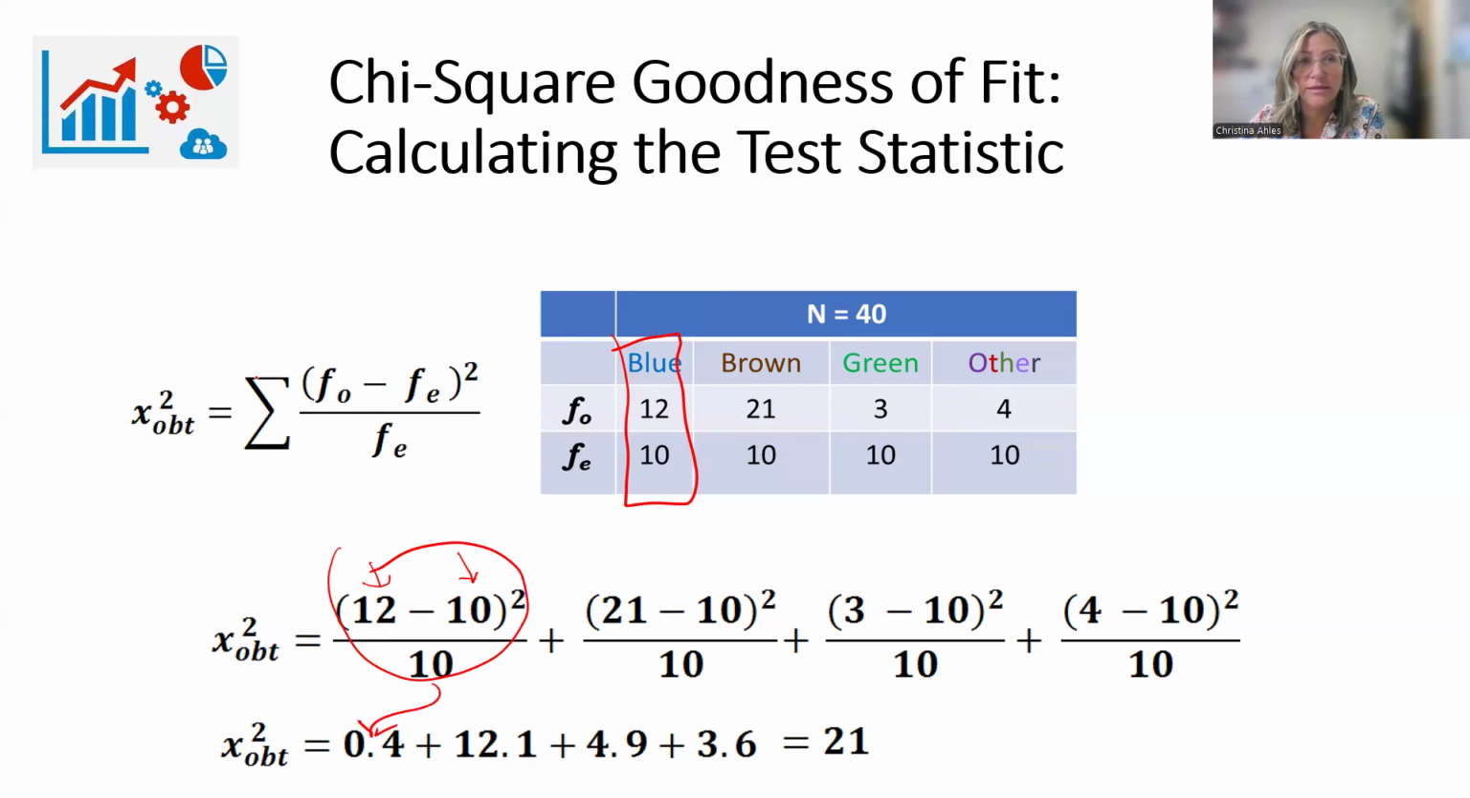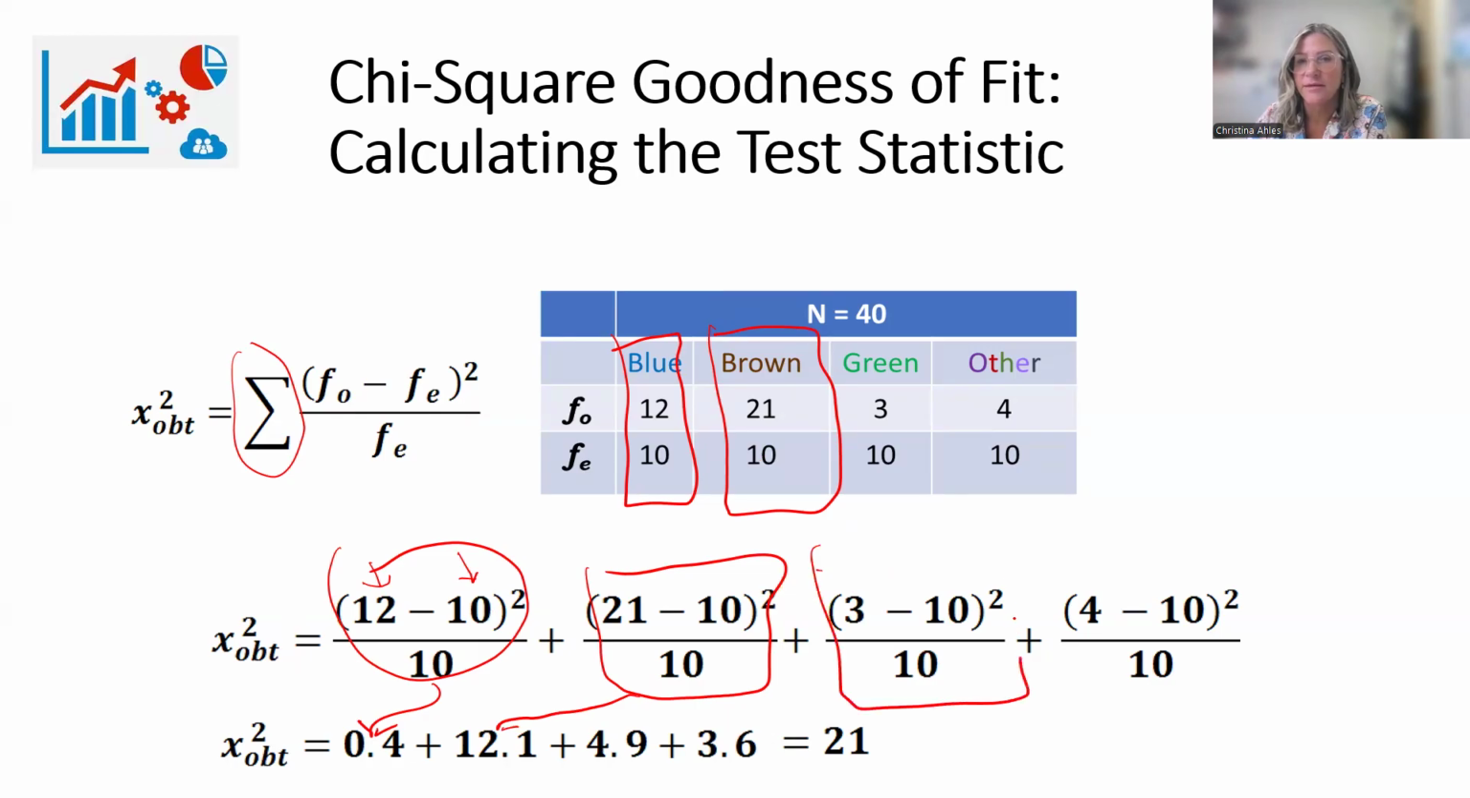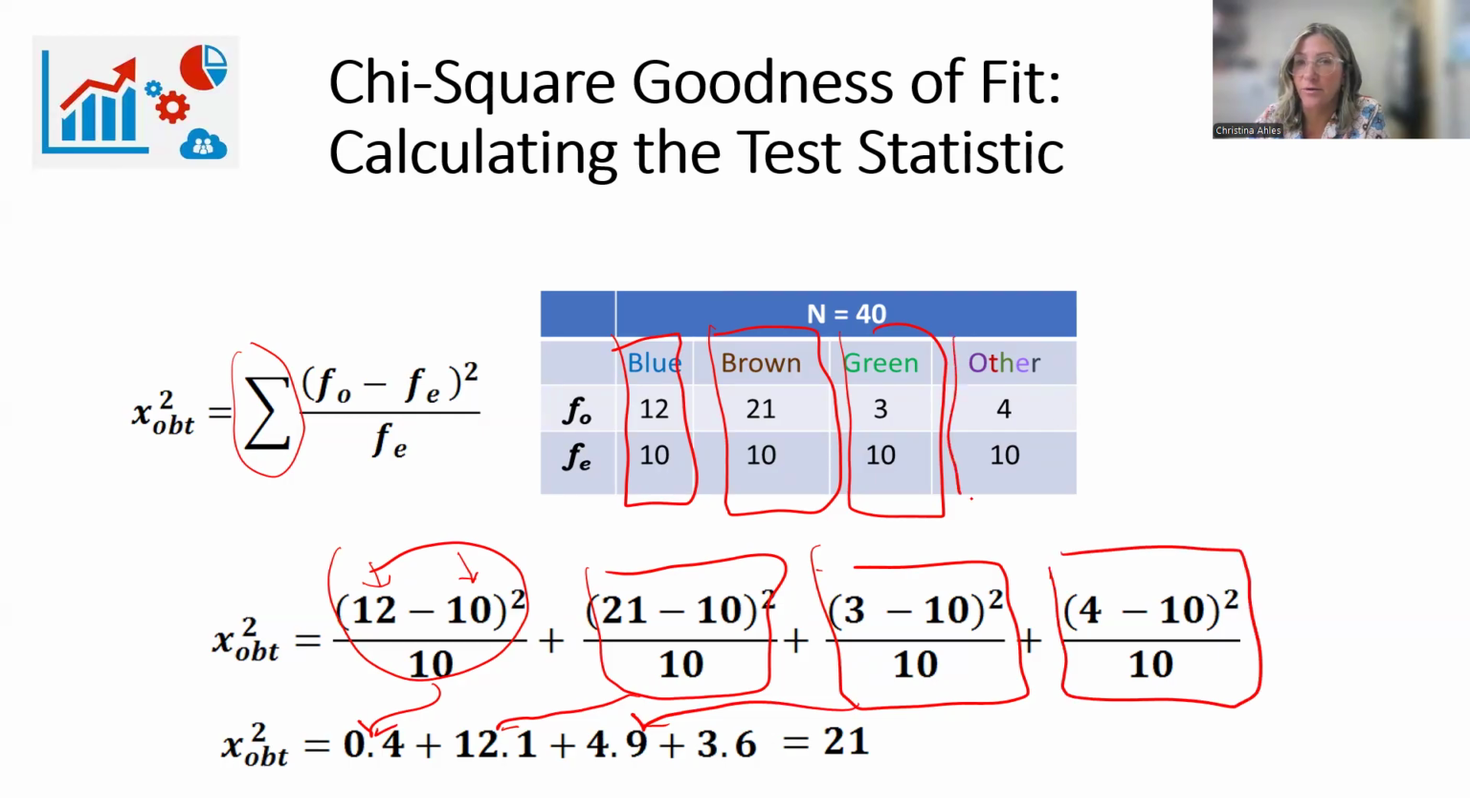And then, because again, this summation is here, you're going to add that to this fraction, which is related to the second category. And then vice versa. So this one, when you do that fraction, is 12.1. This is for our green category, and that is related to 4.9. And this is related to our other category, right? And that is 3.6. So once we add all those together, our chi-square test statistic is 21. Really quick and easy, right?